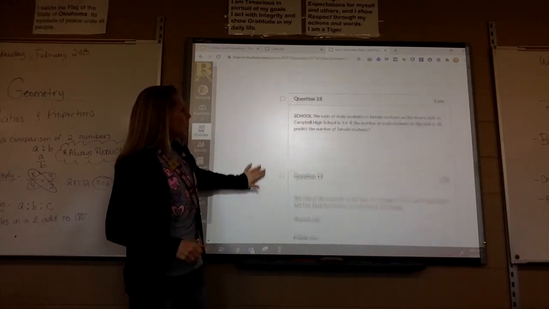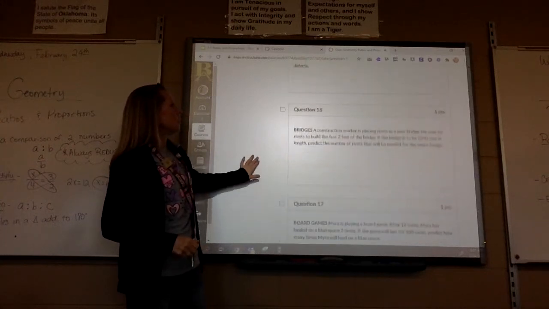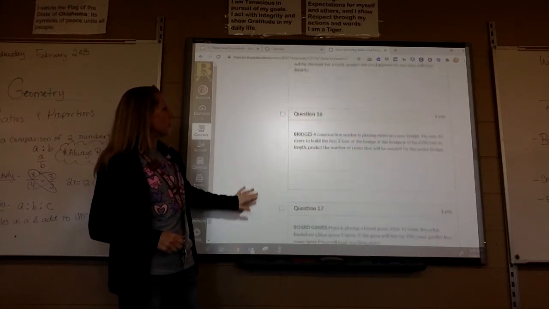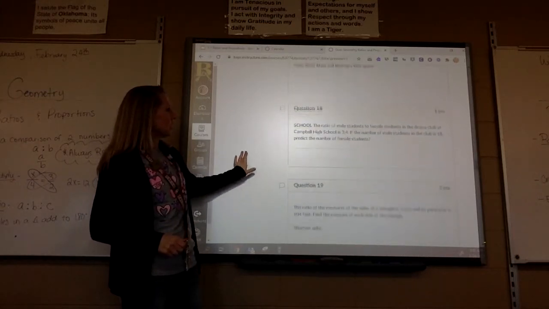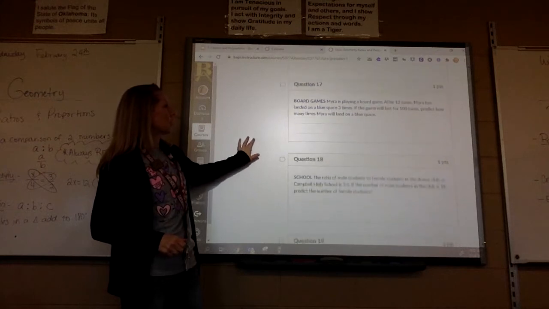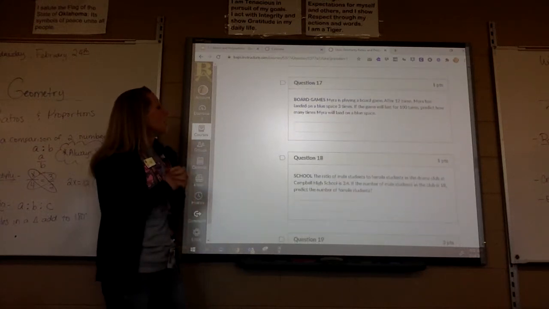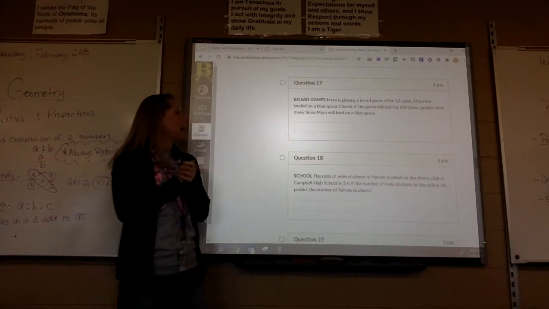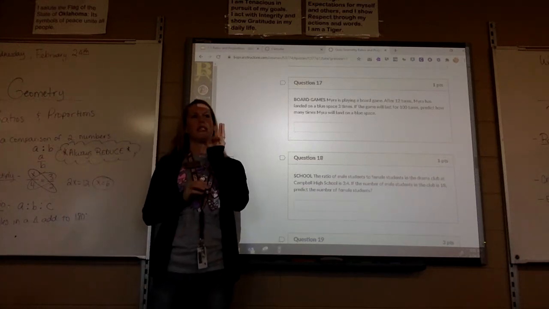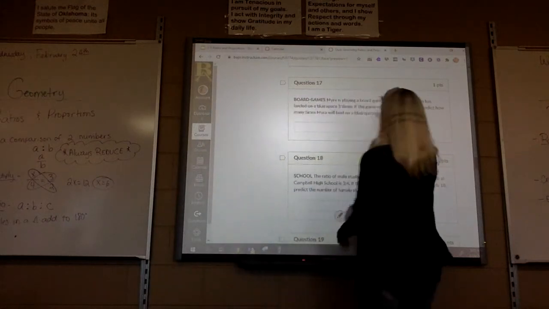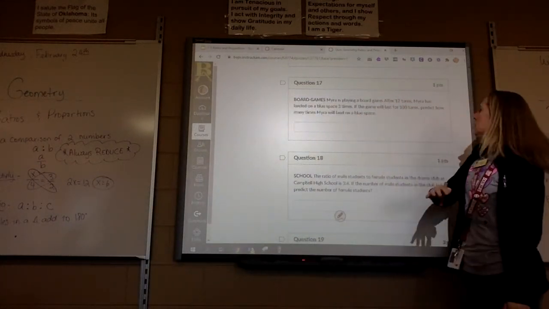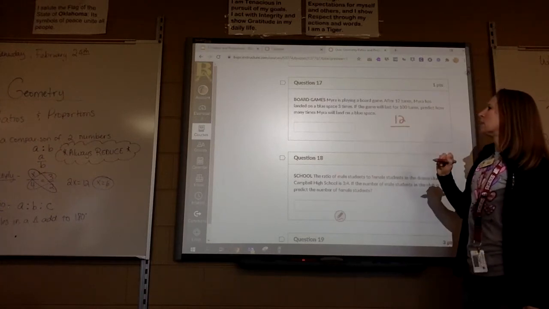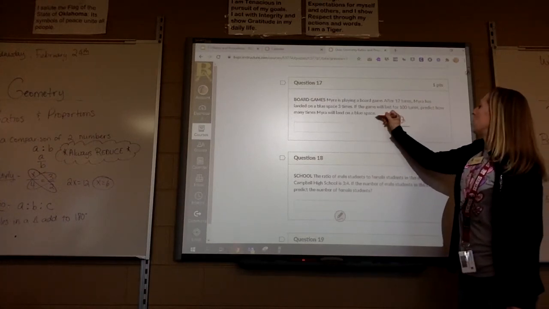You've got some word problems where you have to read and set up a proportion. Let's do one. Pick one: 15, 16, 17, or 18. 17? Okay, let's do 17. Myra is playing a board game. After 12 turns, Myra lands on the blue space 3 times. I always take my first 2 numbers and write them like a fraction. What's the first number that we see? 12. And then the second number? 3. So 12 is my turns.